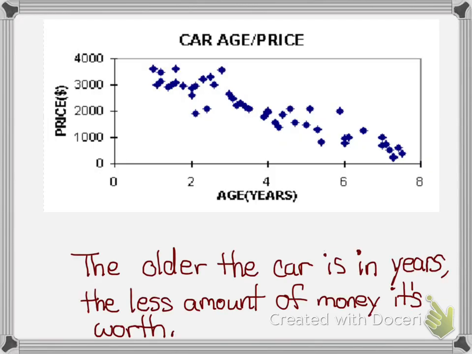Looking at this example where we're comparing the age of a car and the price of the car. If you notice, it's going down from left to right. So you got it. Yep. It is a negative correlation. So what we can conclude from this graph is that the older the car is in years, the less amount of money it's worth, which is true.